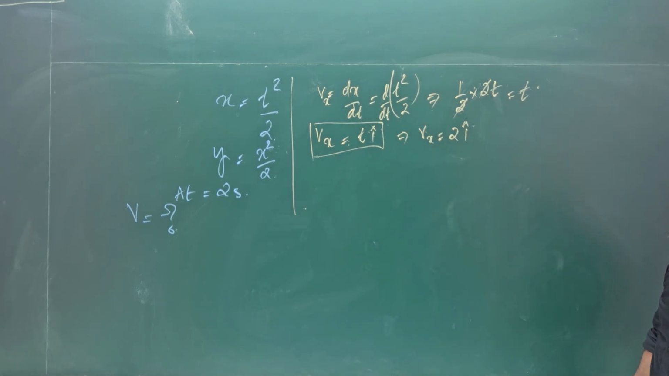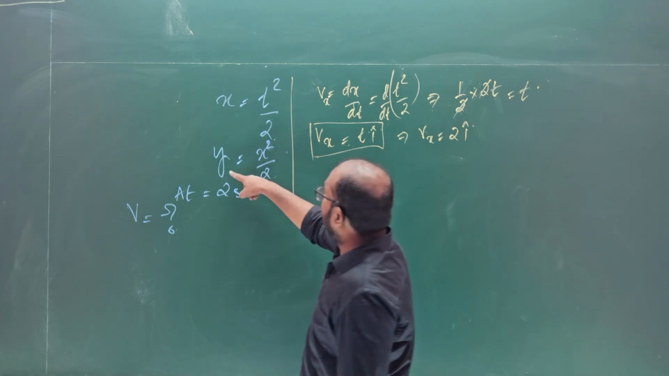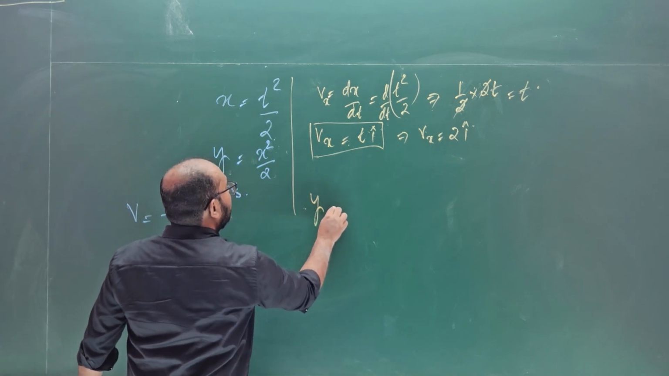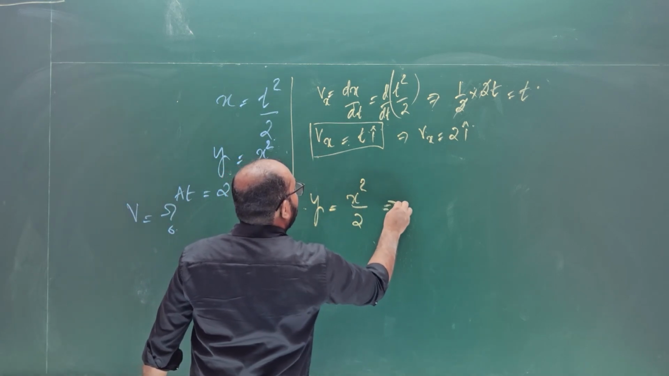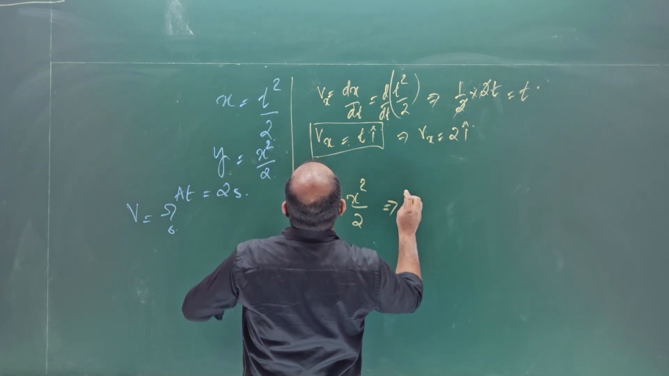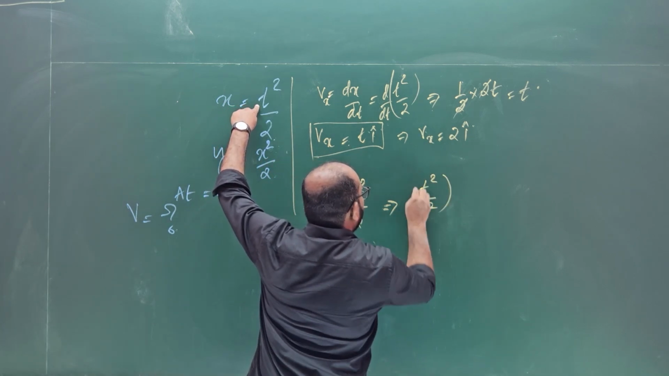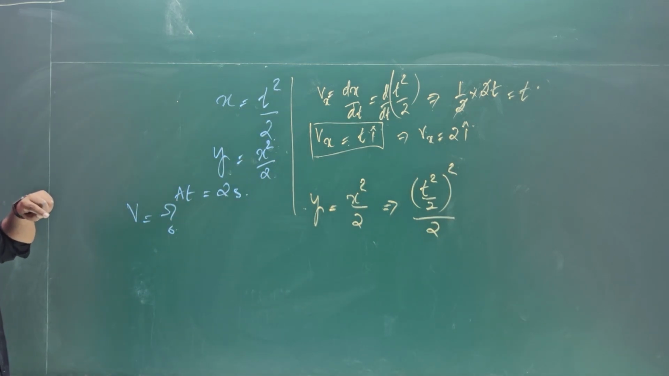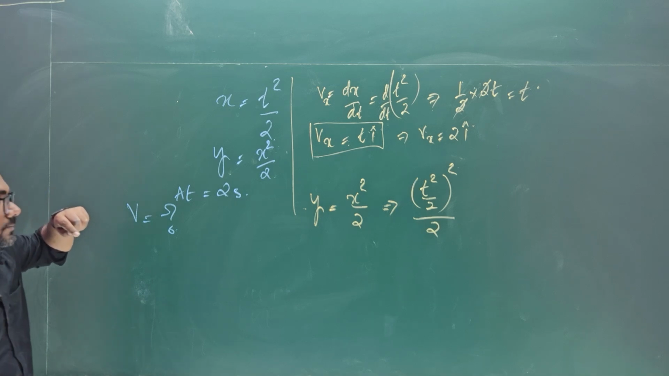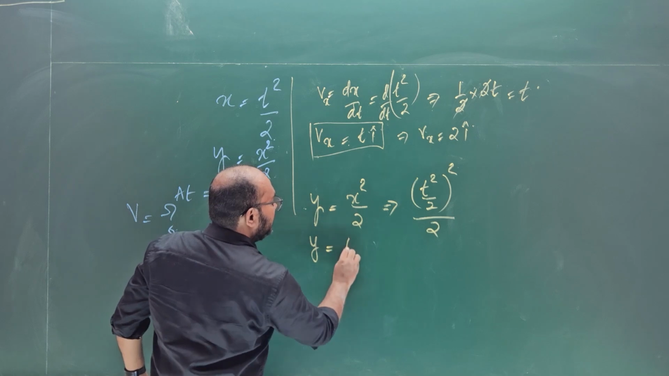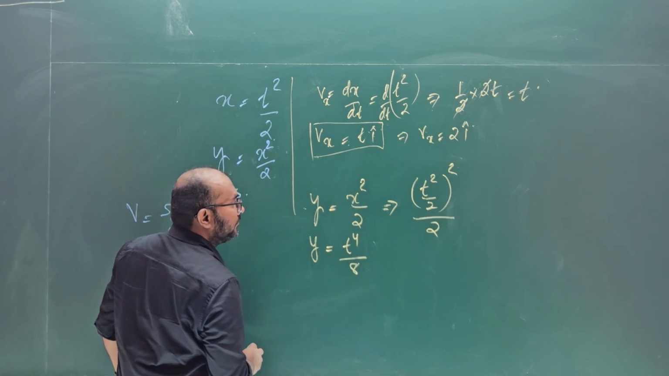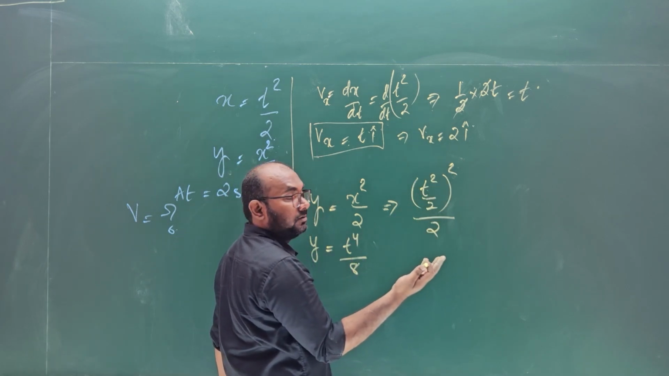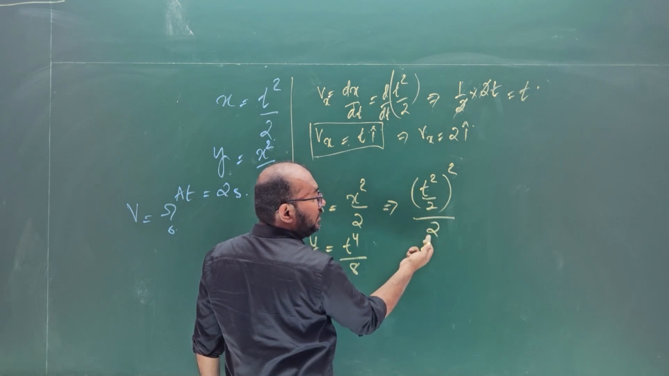Okay, then calculating velocity along the y-axis. y is varying with x, and x is t squared by 2. So y is equal to x squared by 2, which can be written as (t squared upon 2) squared, whole divided by 2. So t to the power of 4 divided by 4, into 2, 8. So y is nothing but t to the power of 4 upon 8. t squared into t squared is t to the power of 4, and 2 squared becomes 4, 4 into 2 is 8.